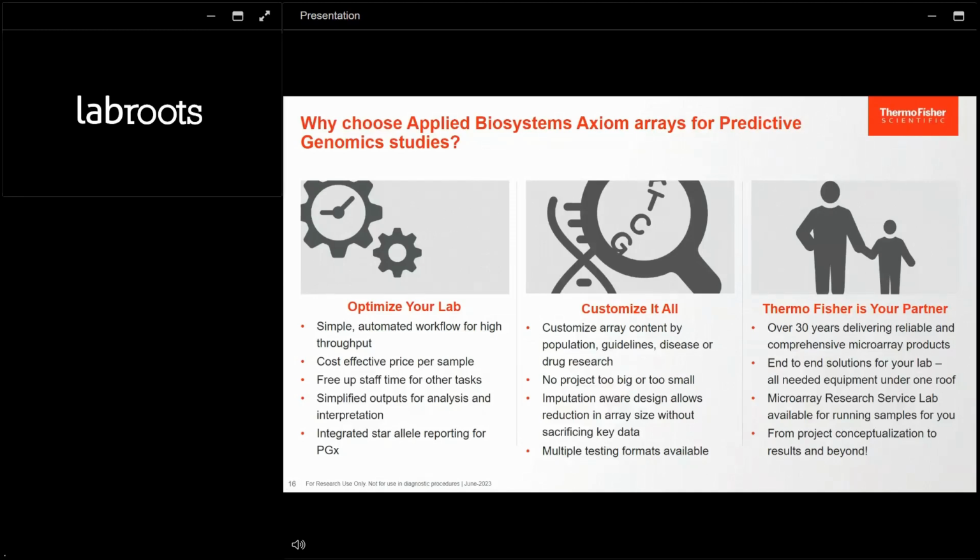You can tell us what type of alleles you want to have on your chip, and we can make it for you. There's no project that's too big or too small for us. And then we have sophisticated imputation designs that allow the array to be used most efficiently, by using imputation to increase the number of alleles that can be tested. And as I mentioned, there are multiple testing formats, from individual chips to 96-well to 384-well Axiom microarrays.